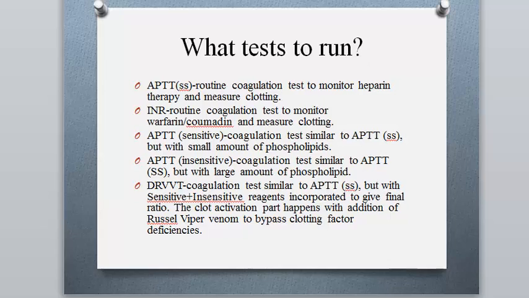So what tests do we run? APTT-SS is a routine coagulation test that we normally run on patients to monitor their heparin therapy and to measure clotting. INR is another routine coagulation test that we run to monitor anticoagulants such as warfarin or Coumadin and also measure clotting.